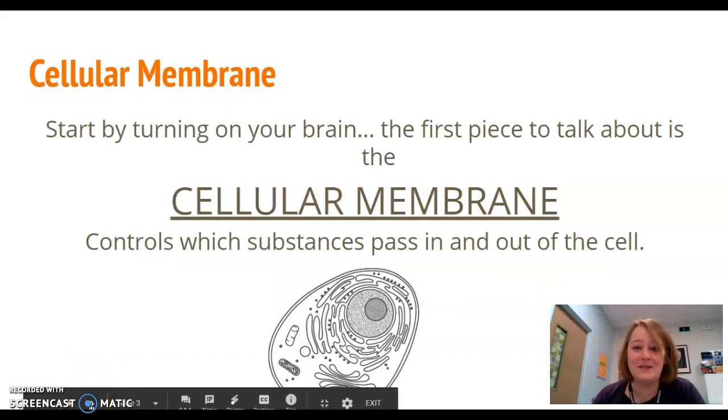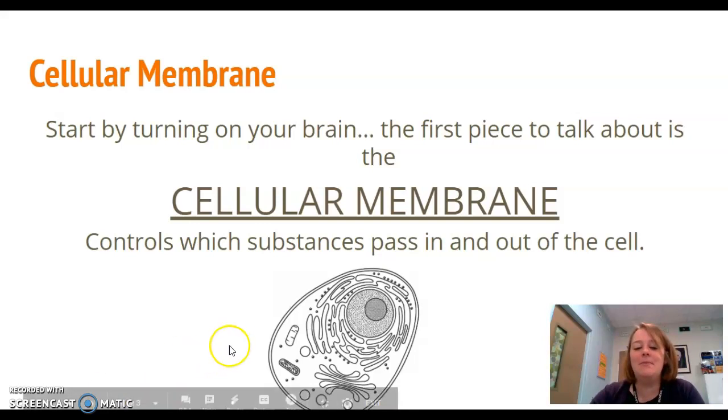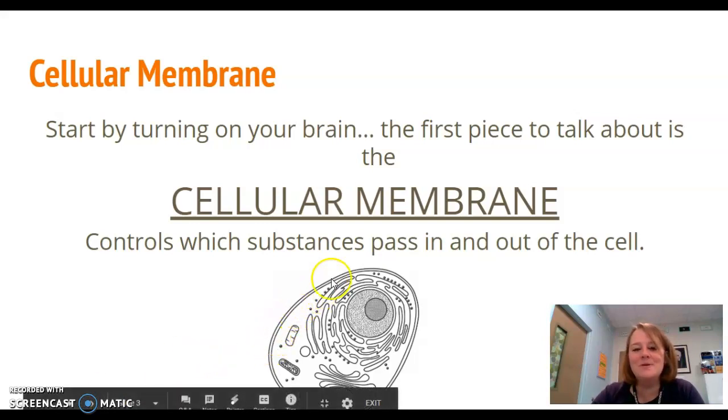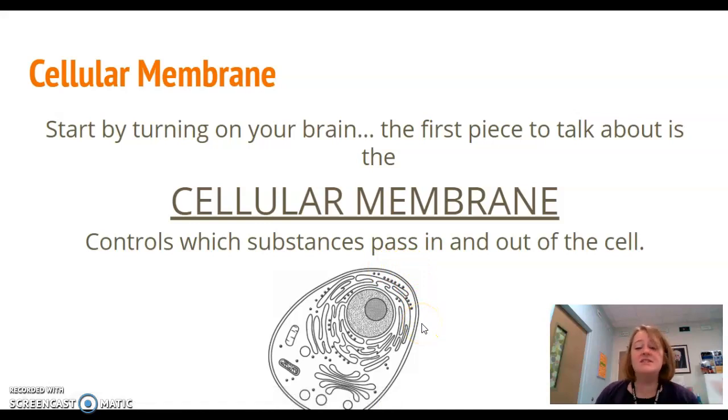First, let's talk about the cell membrane. The cell membrane is the outermost covering of the cell. It's found in all cells. Every single cell has a cell membrane. The cell membrane is made up of fat, which we sometimes call lipids, and it's kind of like the door behind me. It controls what passes in and out of the cell. It's also sometimes compared to your skin.